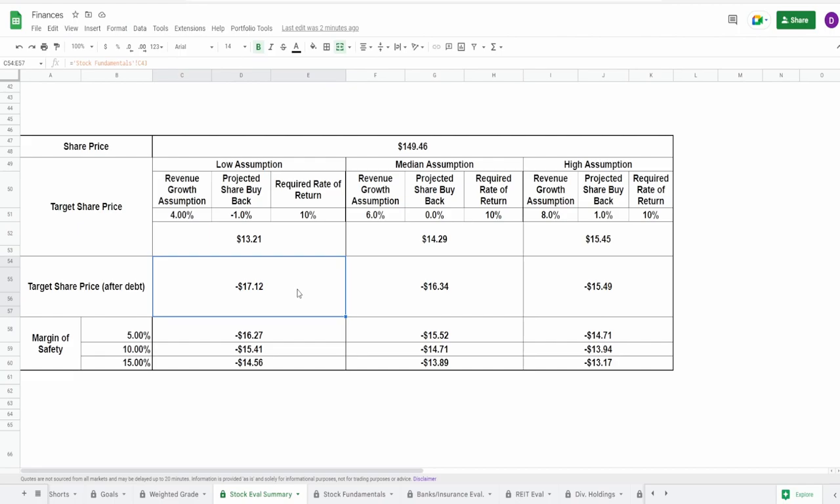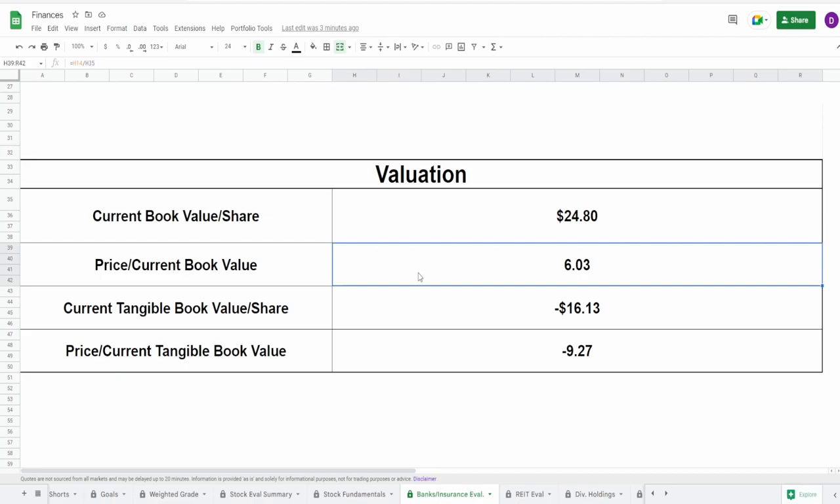So as it currently stands, even with discounted free cash flow and book value, guys, with a current share price of $149.46, this is looking very, very expensive. And if we take a look at these ratios, the price divided by these book values, we can see that it is 6.03. And for the price divided by the current tangible book value, I mean, it's negative. I don't even know what to say about this one. But basically, at 1.00, it is at value. And this is already at 6.